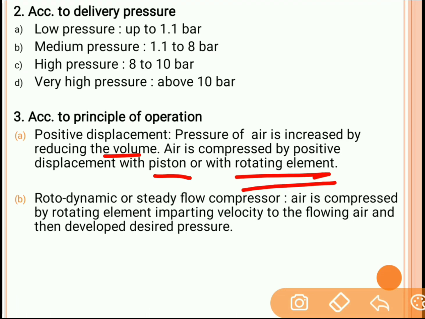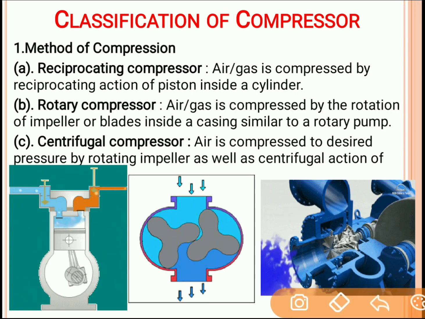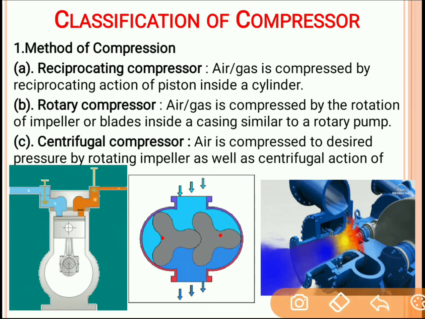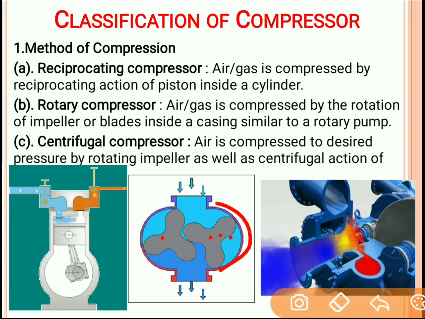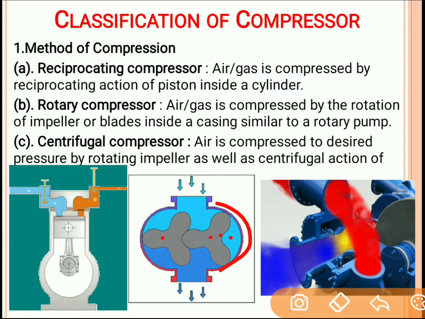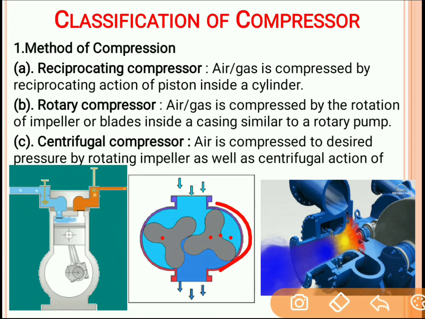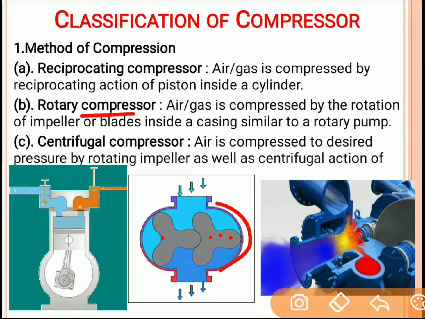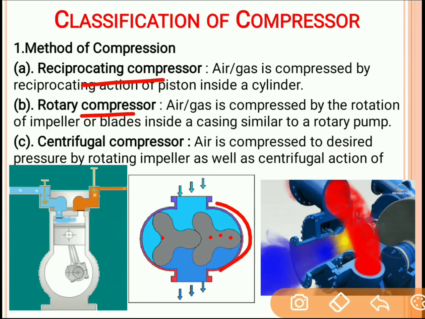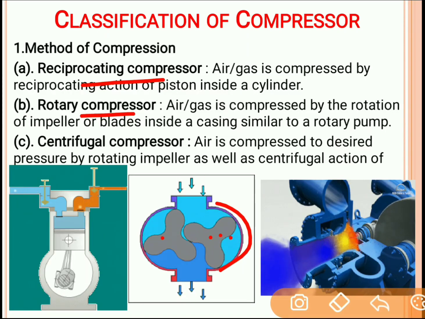Also in the case of the rotary compressor, you can see that there are lobes. If you see the previous slide of the rotary compressor, there are 2 lobes. The air trapped between the lobe and the casing, in the spaces, gets squeezed, and squeezed means volume reduction. Because of the volume reduction, pressure is increased. So in the rotary compressor, the air is compressed because of reduction of volume. So these 2 compressors work on the principle of positive displacement: first is the reciprocating compressor and second is the rotary compressor.